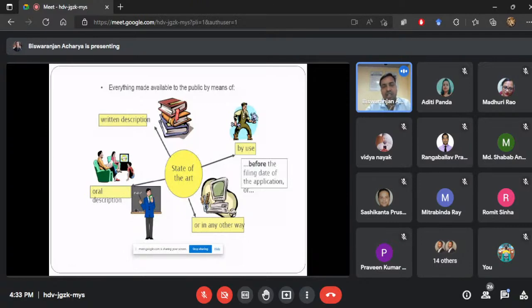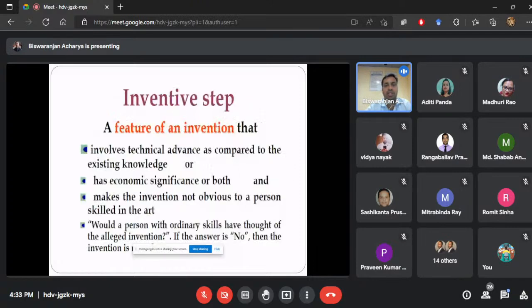Inventive step. What is the inventive step? A feature of an invention that involves technical advance as compared to existing knowledge, has economic significance, or both, and makes the invention not obvious to a person skilled in the art. Would a person with ordinary skills have thought of the alleged invention? If the answer is no, then the invention can be patented.